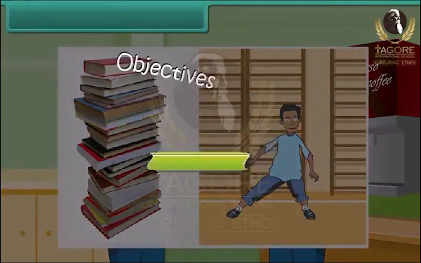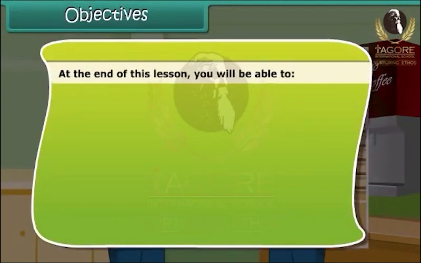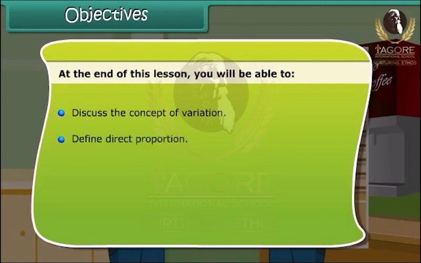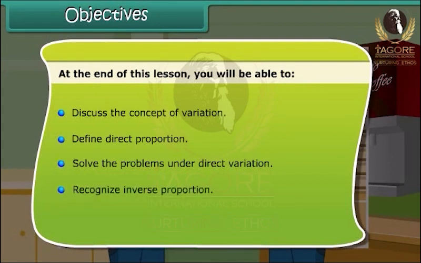Objectives. At the end of this lesson, you'll be able to discuss the concept of variation, define direct proportion, solve the problems under direct variation, recognize inverse proportion, evaluate problems under inverse proportion.